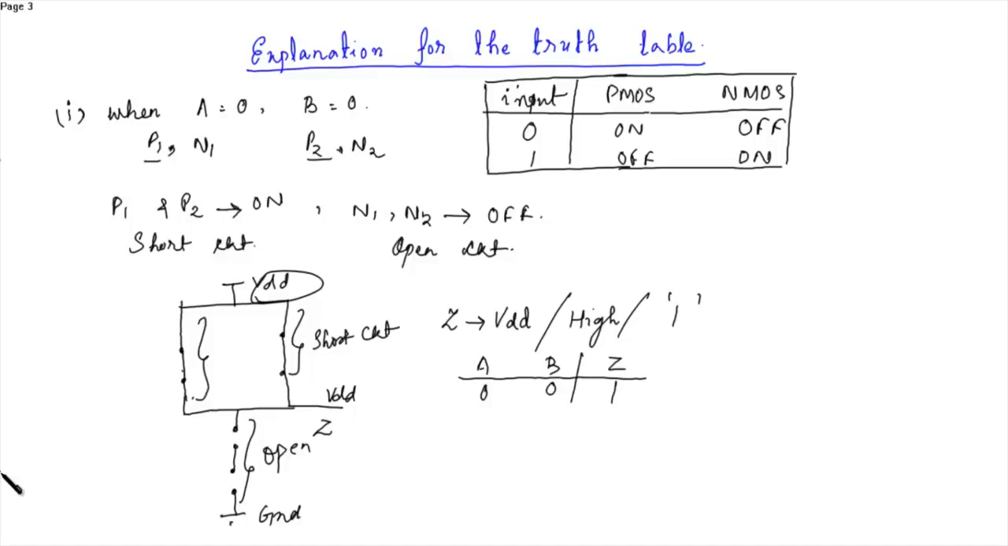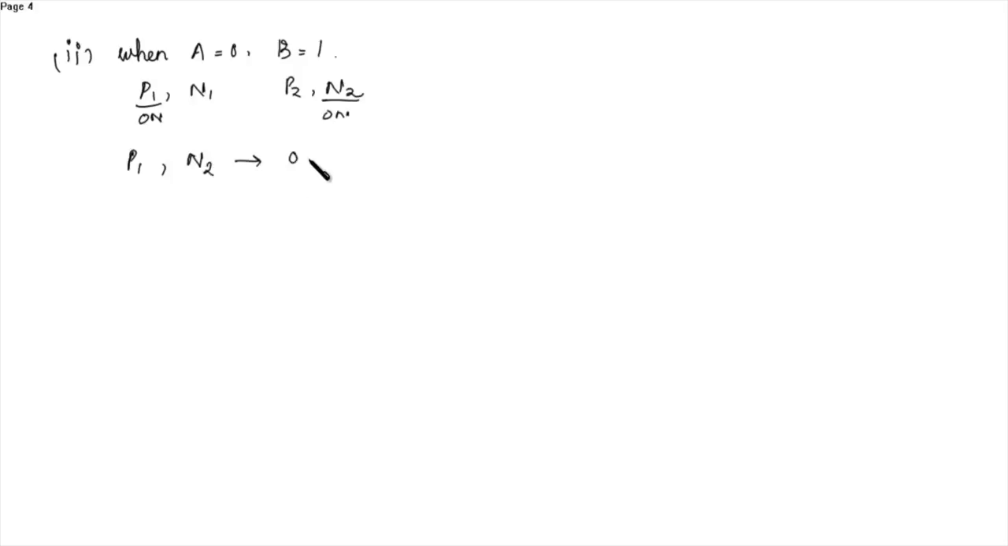Now let's see when A is equal to 0 and B is equal to 1. The second condition is when A is equal to 0 and B is equal to 1. So here it is P1 N1 and here it is P2 N2. When A is equal to 0, P1 will be activated, or this is on. When B is equal to 1, N2 will be on. So P1 and N2 will be on, P2 and N1 remain off.